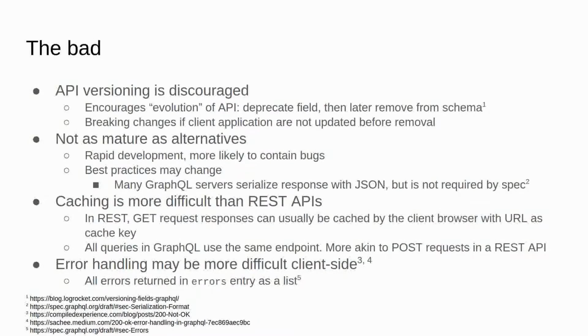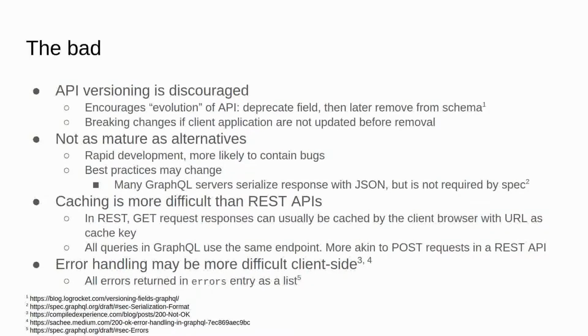API versioning is discouraged in GraphQL. What is encouraged is evolution of the API. Evolution is putting up a deprecation warning on a field, then later removing the field. When to remove the field is not clear. This step should be done when all clients no longer use the deprecated field. However, it is unlikely that all clients will be updated every time a field is deprecated. The clients will then break when the field is removed.